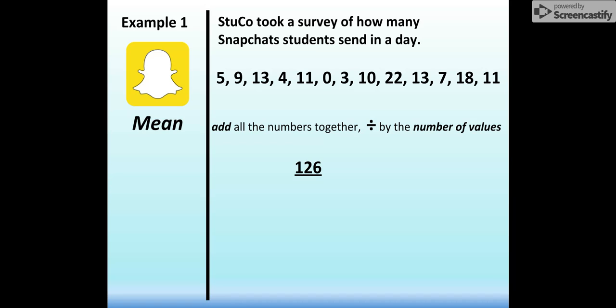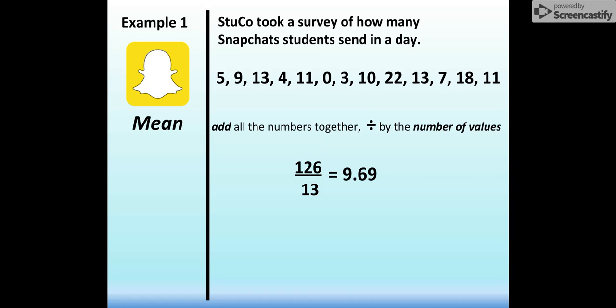126 snaps divided by all of the students they surveyed. 5, 9, 13, and across. That's 13 different students. Divide that in your calculator. We get 9.69 Snapchats in a day.